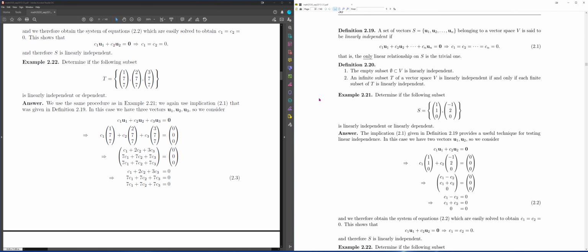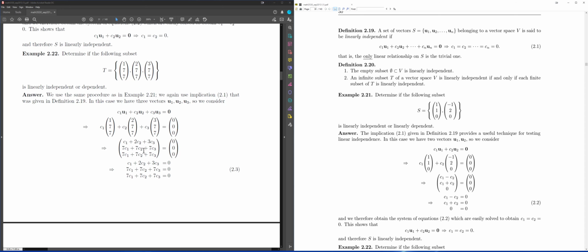Okay, so as I said, we're using this criterion over here. You set up your vector equation. In this case, you have three vectors, u1, u2, and u3. So the vector equation would be c1 u1 plus c2 u2 plus c3 u3 is equal to the zero vector. Now you just put in what your vectors u1, u2, u3 are, and you have your zero vector on the right-hand side. You multiply out and then you add. So for example, c1 plus 2c2 plus 3c3 would give you the first component over here.